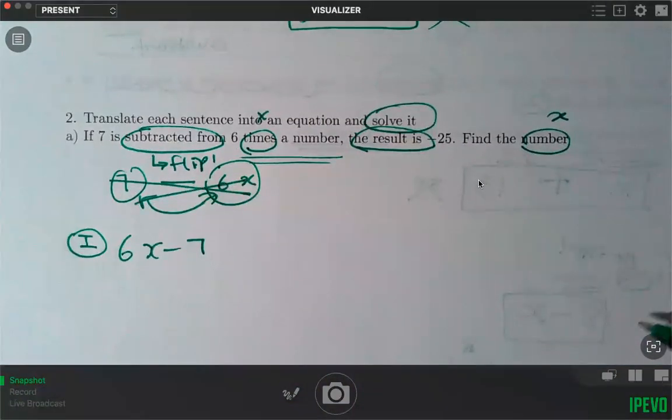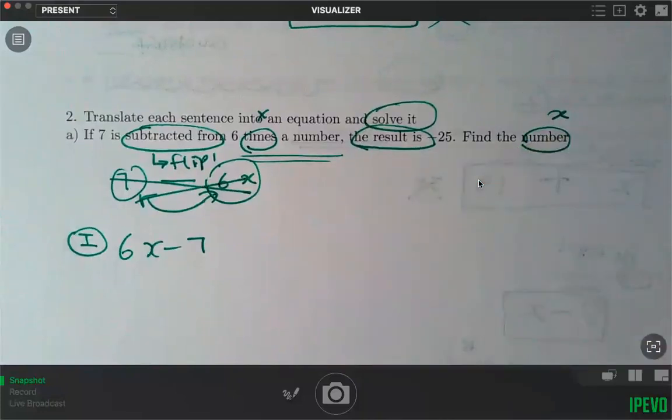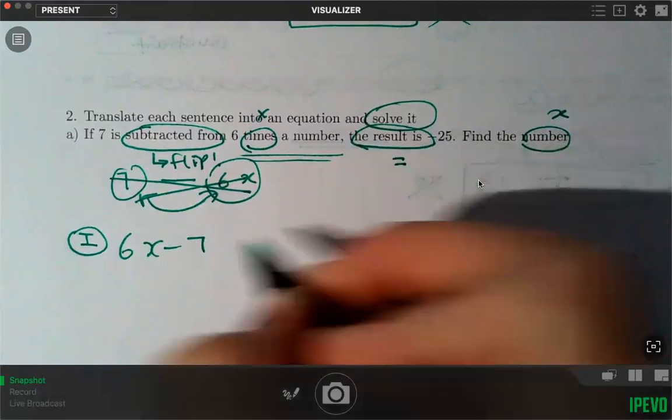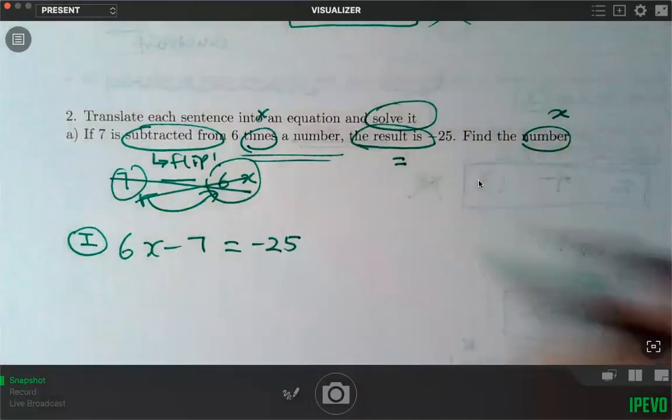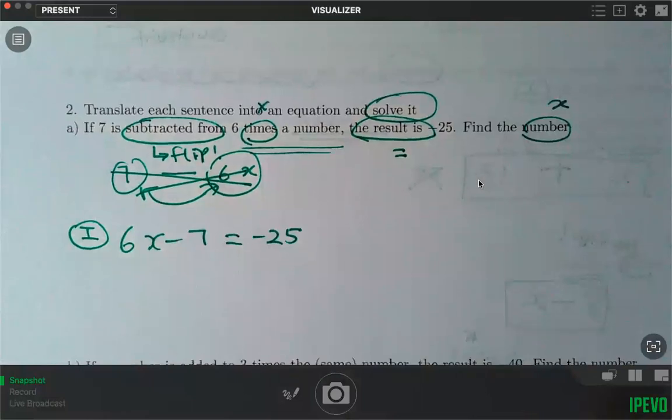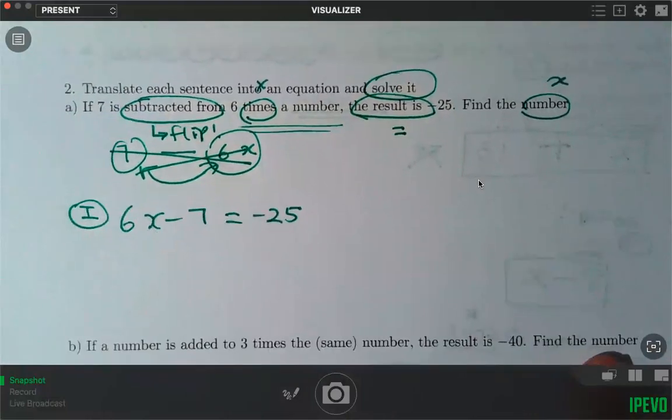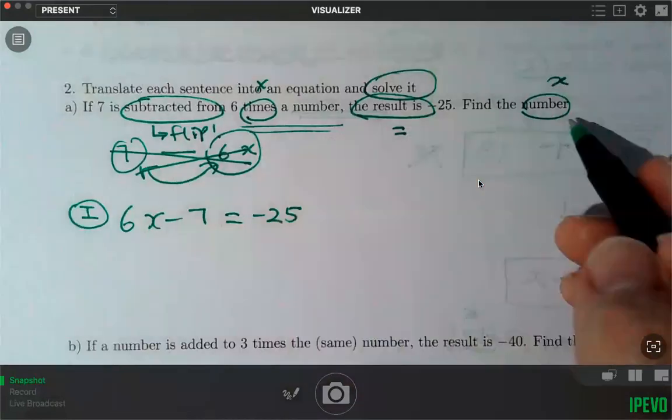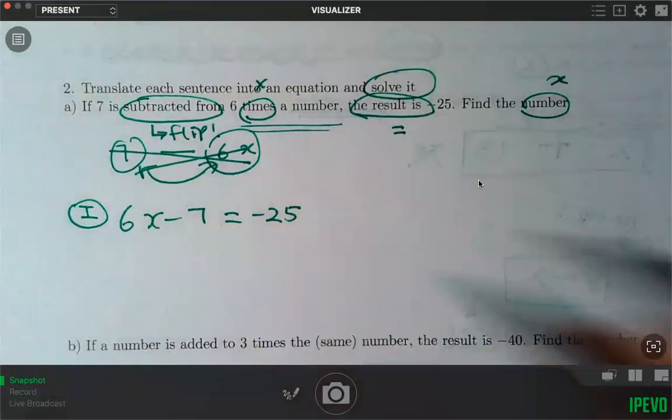And now, what does the result is mean? Right, equal sign, right? Yeah, so this means equal sign. So equals negative 25, yes. Okay, and so now the goal is obvious. We have to find x, right? So how do you solve this equation?